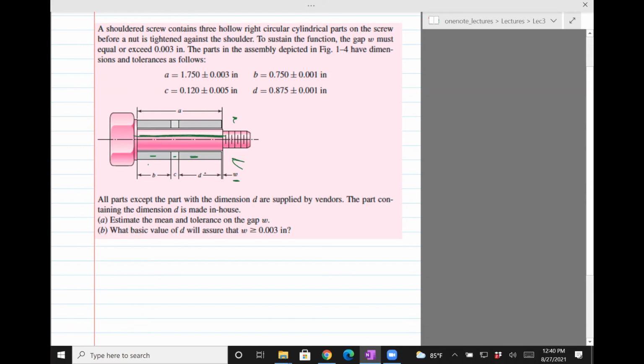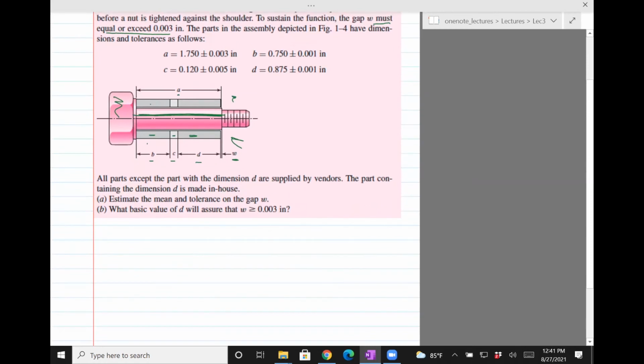When you make this, there are 4 parts. There's the screw, which is characterized by A. There are 3 parts, B, C, and D. You can make those parts, and when you assemble the whole thing together, there's a tiny gap between the dimensions. There are certain constraints placed on that dimension W. Let's see what the questions are. First of all, gap W must equal or exceed 0.003. All parts except the part with dimension D are supplied by a vendor. The part containing the dimension B is made in-house. Estimate the mean and tolerance on the gap W.